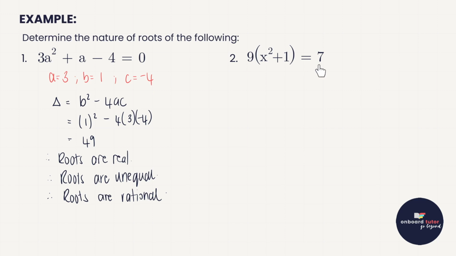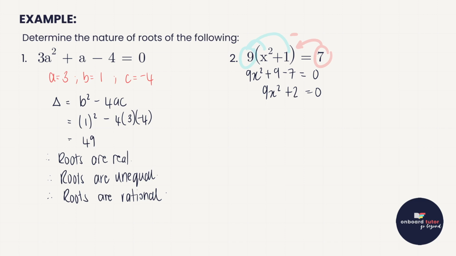Let's have a look at this second example here. First thing, it needs to be in the standard form. This one is not, but I can get it there. Let's multiply this 9 into the bracket. So we'll end up with 9x squared plus 9 equals 7. Let's move that 7 too, so that we can save some space. With 7 on this side, when I move it over, it's going to become a minus 7. So minus 7 equals 0. That leaves us with 9x squared plus 2 equals 0.